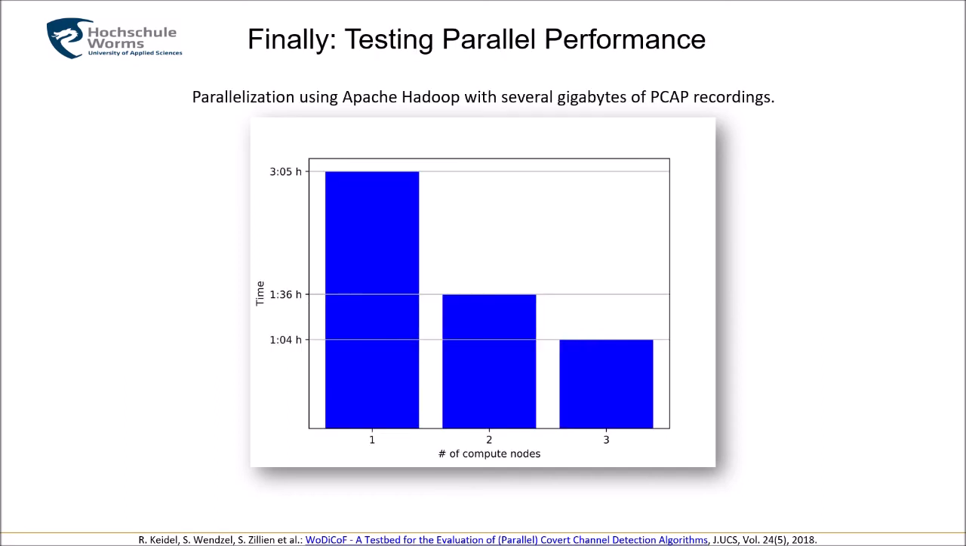And we also performed the first work to make a covert channel detection algorithm, a parallel covert channel detection algorithm. So on one computing node, this algorithm by Cabuk et al. took, I don't remember how many gigabytes of PCAP traffic on the server were computed, but it took 3 hours. And with 2 nodes, slightly more than 50%, which is a super duper speed up. And with 3 computing nodes, we were down at 1 hour 4 minutes, which is really good.